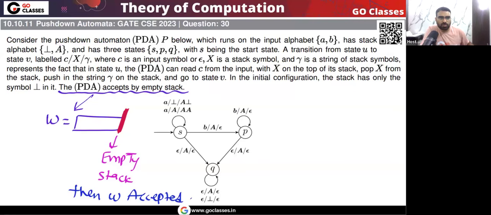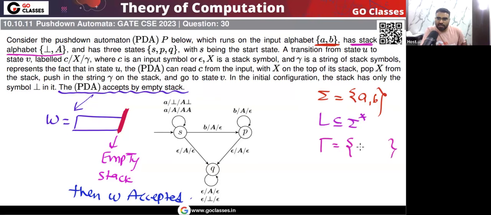Now let's see. Consider the pushdown automaton that is given to you, which runs on the input alphabet a, b. So our language will be created from this. Our strings in the language will be created from this. The language will be a subset of sigma star. So this is the input alphabet, and the stack alphabet is the bottom of the stack symbol, comma a. Here you can easily see that the stack alphabet is the bottom of the stack symbol and a.